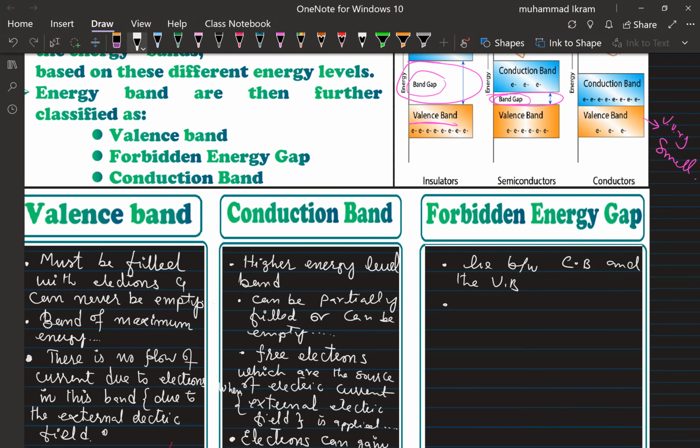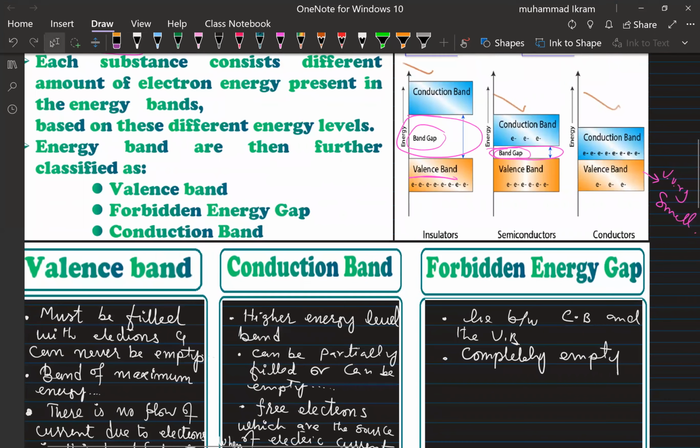The energy gap is completely empty. It contains no free electrons. And as you see, it is of variable size. This is called the width, the width of the forbidden energy gap.